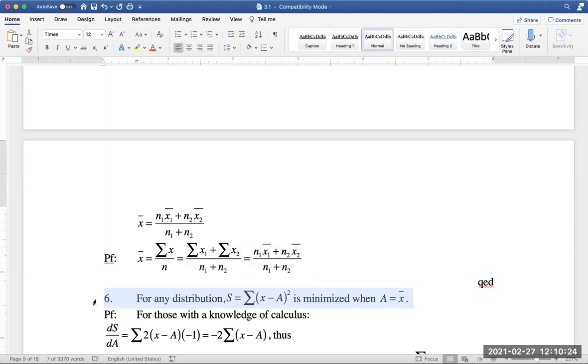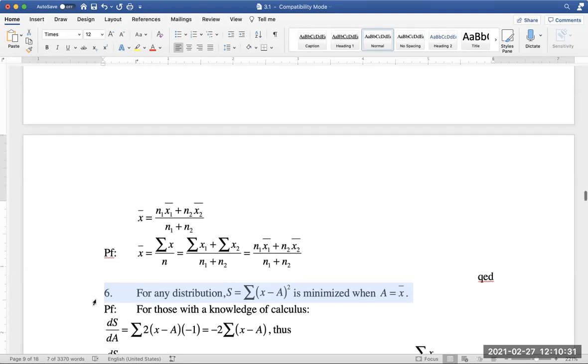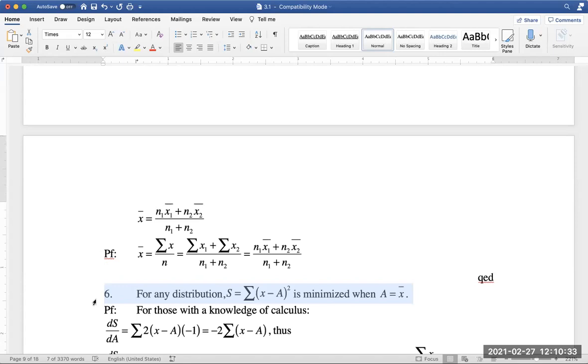Next, we proved previously that if we were trying to look at the dispersion from the mean, I shouldn't look at the deviation, because the sum of the deviations from the mean was always zero. Let's look instead at this. For any distribution, S equaling the sum of (X minus A) squared is minimized when A is the mean.